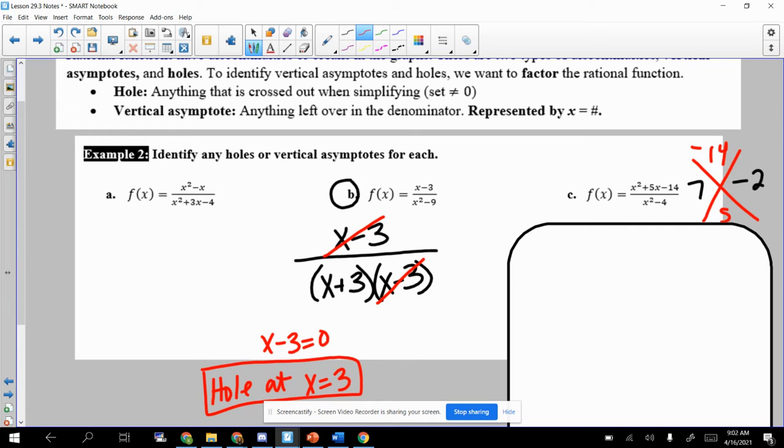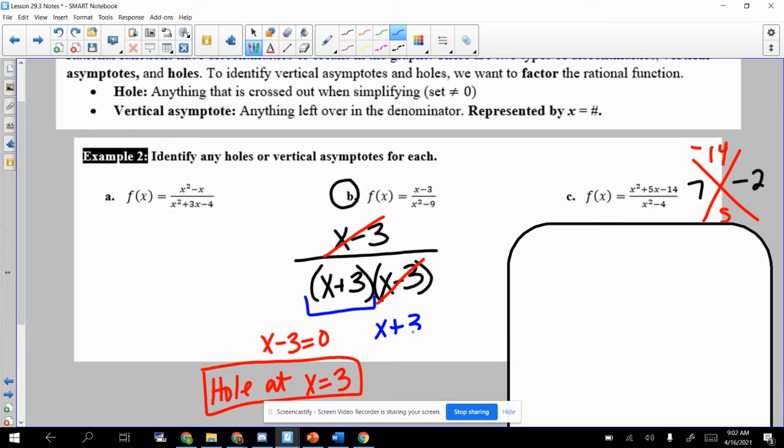But then it's also asking for the vertical asymptote, which is anything left over in the denominator. So we would set that x plus 3 equal to 0. So we would have a vertical asymptote, VA, at, and I would just subtract over the 3. So we would say at x equals negative 3.